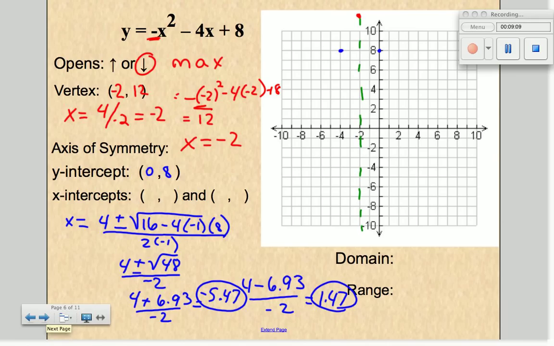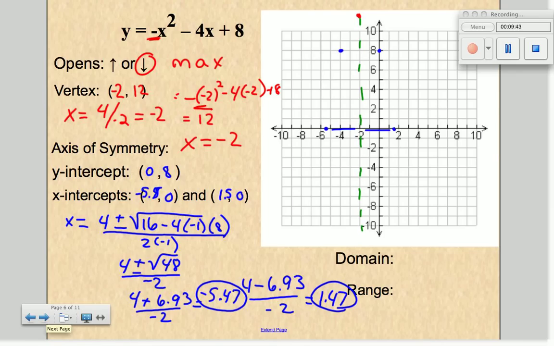I made my points too small here. Negative 5.47, let's just make it negative 5.50 and 1.50. So graphing those 2 points, negative 5.50 is about right there, and 1.5 is about right here. Oops, that was not 1.5, that was just 0.5. And I knew that I messed up because looking at my axis of symmetry, it didn't quite look like it was the same distance here.